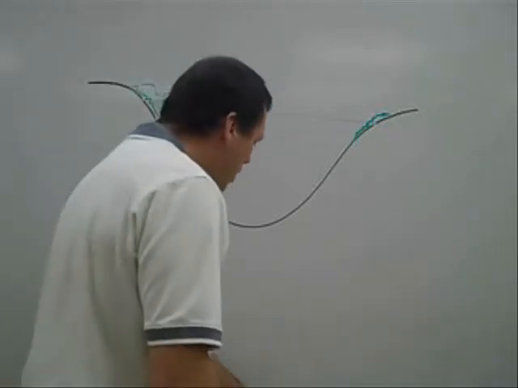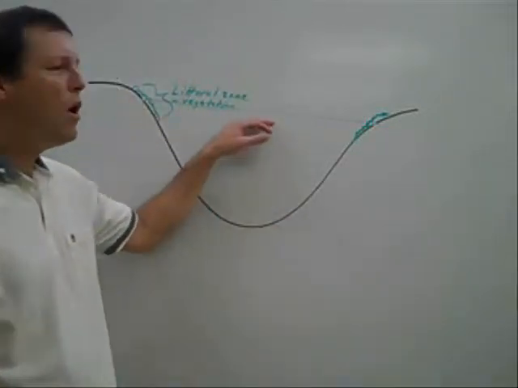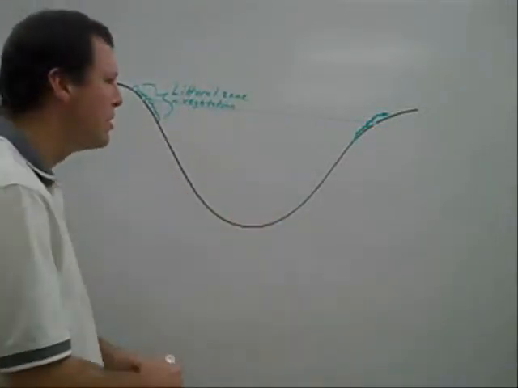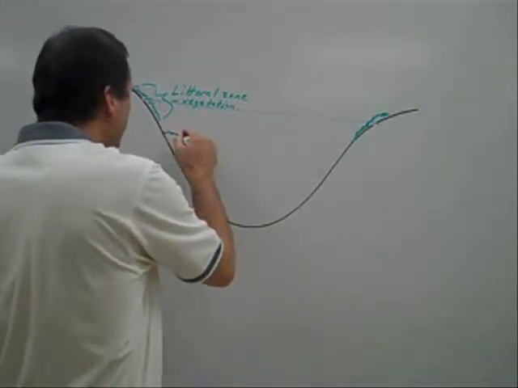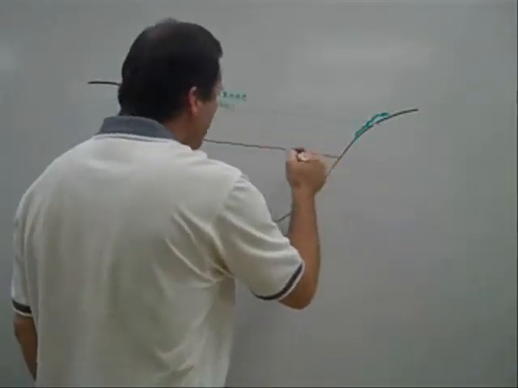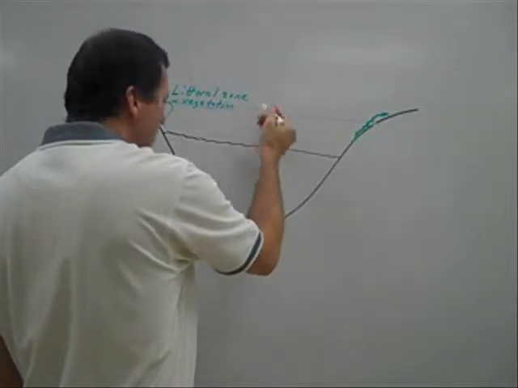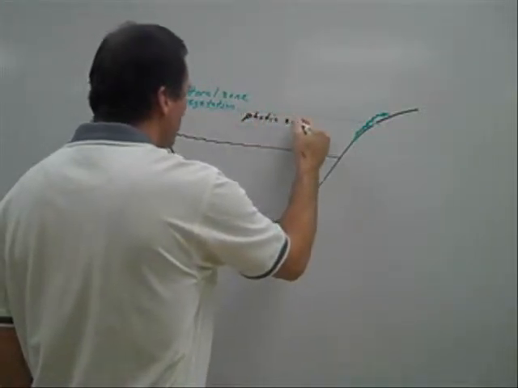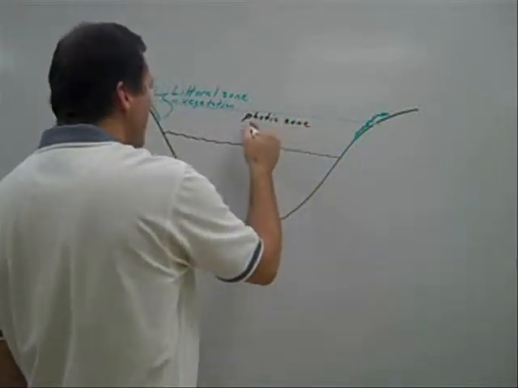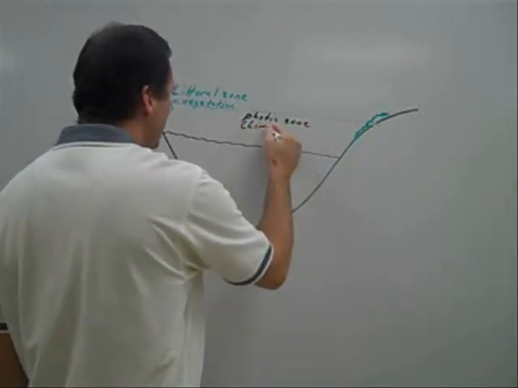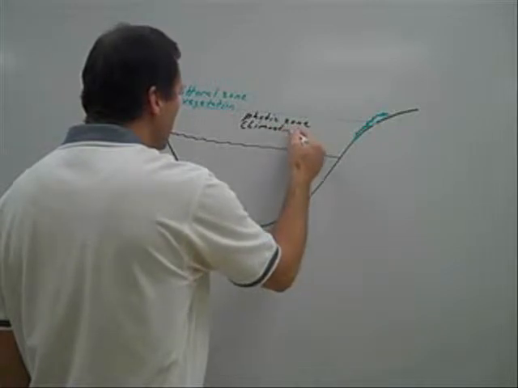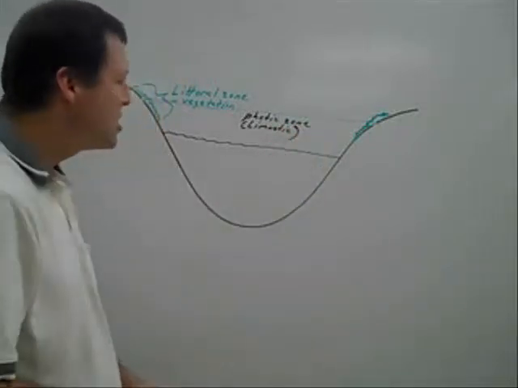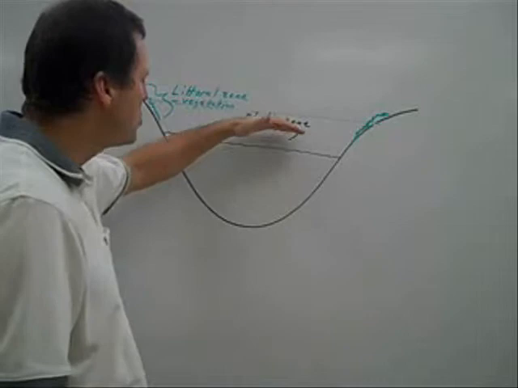Now from there, we're going to go ahead and we're going to break our water up into two groups. The upper group is going to be called the photic zone. The upper layer is going to be called the photic zone or limnetic zone. Because this is where light enters the water. This is where you can see.